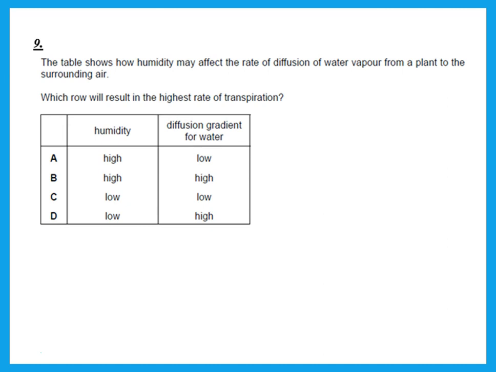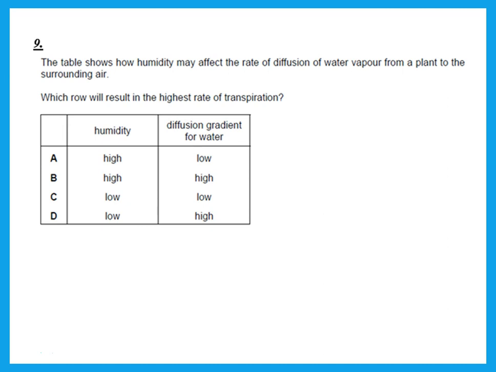The table shows how humidity may affect the rate of diffusion of water vapor from a plant to the surrounding air. Which row will result in the highest rate of transpiration? So if I want more transpiration, do I want high humidity or low humidity? No, I want low humidity. We said if I have low humidity, that means there is less water vapor in the air. That means more of the water vapor will diffuse out. So I need low humidity for higher rate of transpiration.